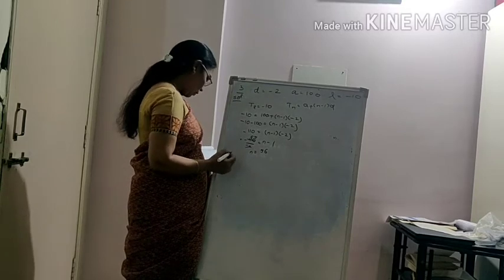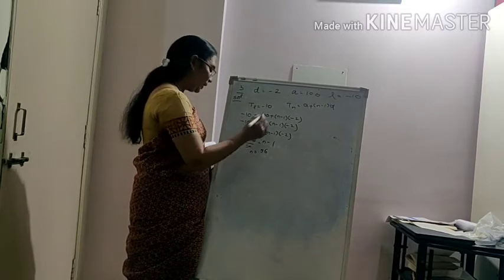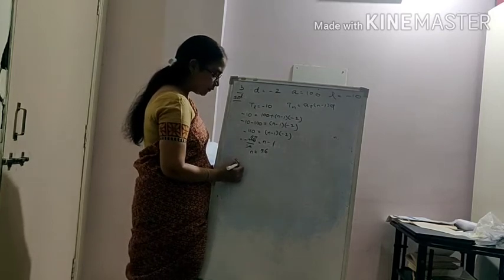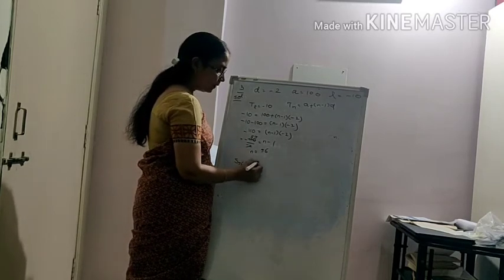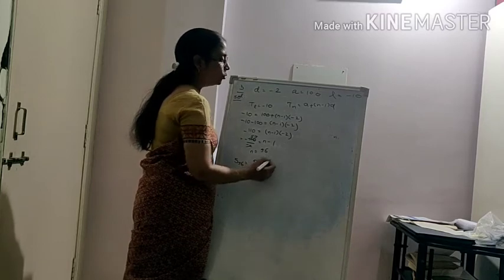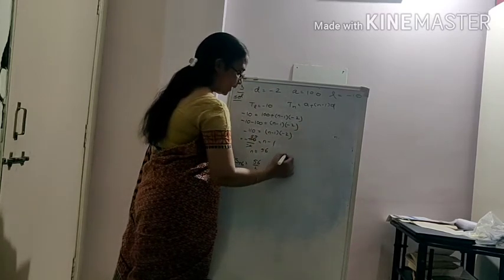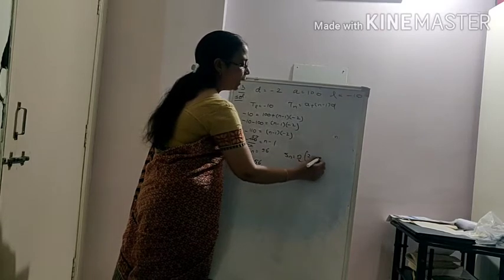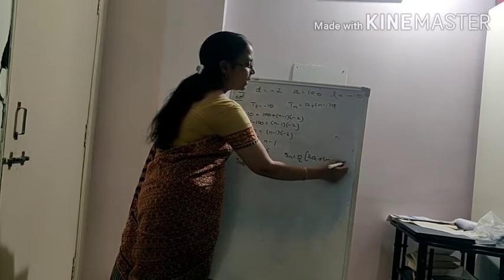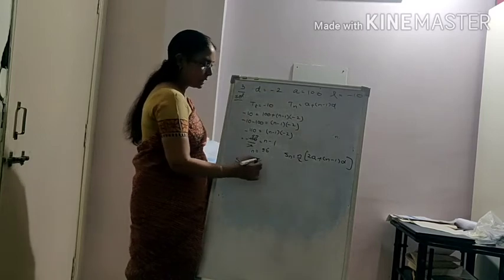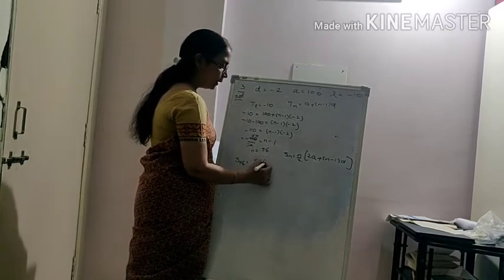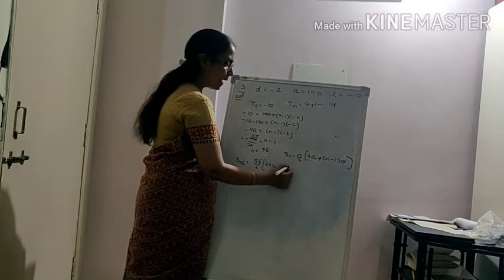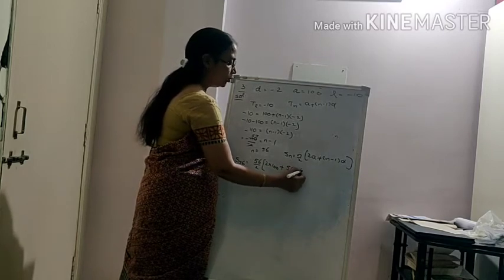Once we have found the number of terms, we can find the sum of all these terms. How many terms are there? 56 terms. So S56 is equal to 56 by 2, because the formula is Sn is equal to n by 2 into 2a plus n minus 1 into d. Now everything is known to us. 56 by 2 into 2 into 100 plus 56 minus 1, 55, into minus 2.